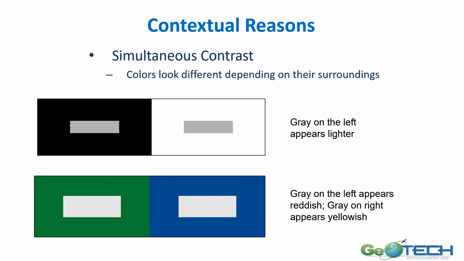Also, contextual reasons. The background color of whatever you're doing will affect how the colors look. So here we give two examples of grays on a black background and a gray on a white background, and they appear very different. The gray on the left appears much lighter than the gray on the right. And on blue or green, the grays on the left may appear greenish or reddish, and the gray on the right appears yellowish.